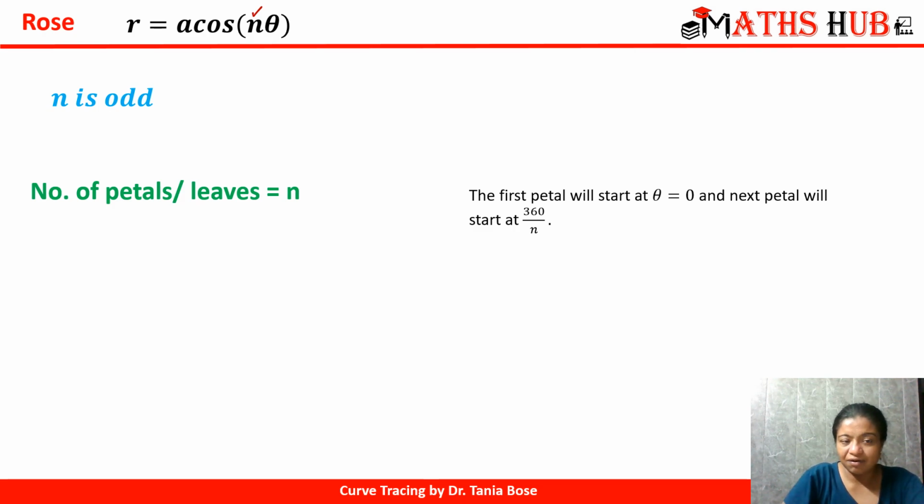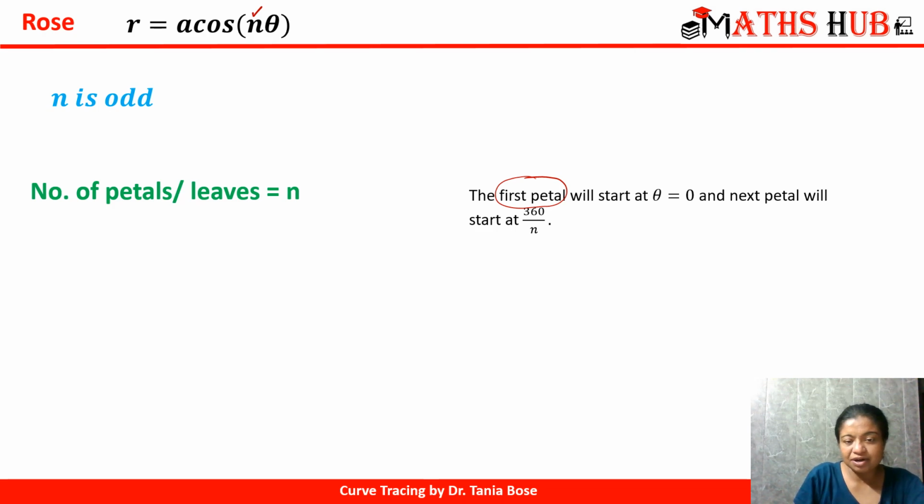So if n is odd, then the number of leaves, they are sometimes also known as petals, will always be equal to n. The first petal will always start at theta equal to 0. And the next petal will always shift at an angle of 360 by n, right?